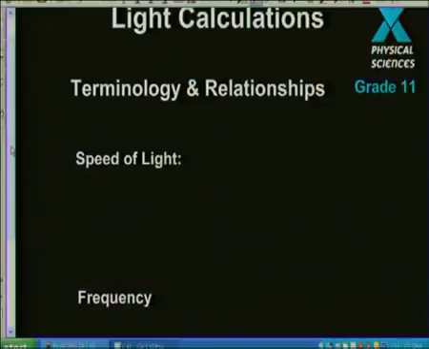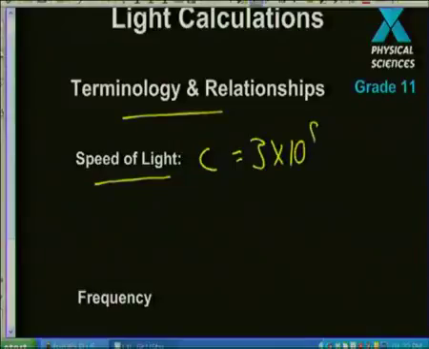So let's kick off straight away by just reviewing very quickly the relationship that exists between light and different physical properties. So terminology and relationships is where we're at. The first thing we're going to come to, and it's probably the most important constant around, is that the speed of light is a constant in a vacuum. That value is given the symbol c, and it's 3 times 10 to the 8 meters per second. Now, you need to know that. It's not given in questions, so you can assume that where they talk about the speed of light, you must use 3 times 10 to the 8 meters per second.